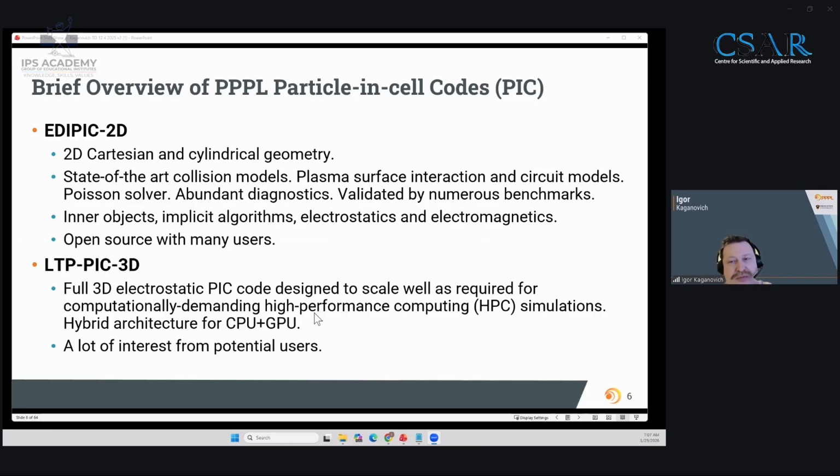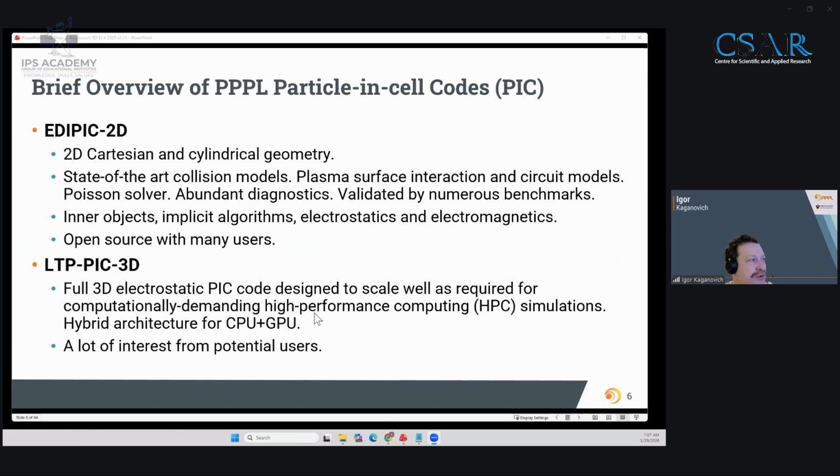It has abundant diagnostics and has been validated and verified on numerous benchmarks. It has an inner object to handle internal geometry. We implemented an implicit algorithm for electrostatics and electromagnetics. It's open source and so can be used by many people.